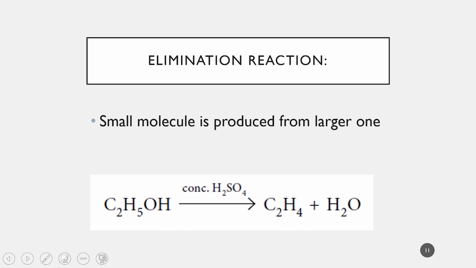For the elimination reaction, this means something will be taken away from the molecule. So you will have a decrease in the molecular weight of your compound because you will take away something like water, eliminating water from your compound. So in here, the concentrated sulfuric acid takes away a water molecule from the alcohol, forming the alkene.